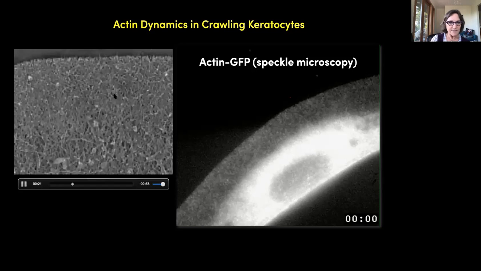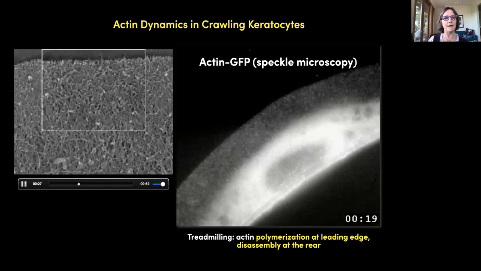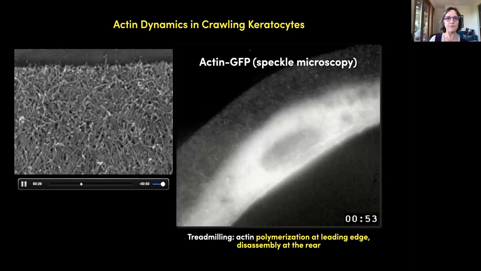It's a little hard to see here, and probably on your screens it looks really bad. So I'll show you some better images that are not moving, so they're better.